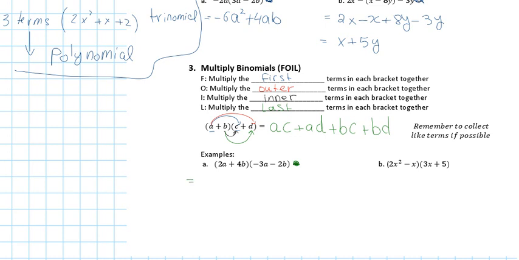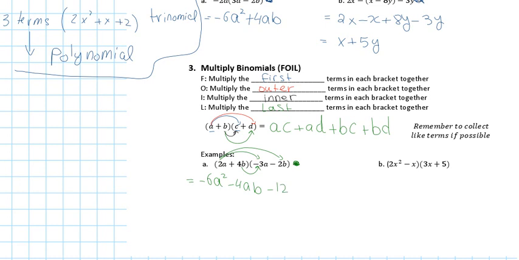So, what are my first terms? 2a times negative 3a, so that's negative 6a squared. My outer terms, so 2a times negative 2b. My inner terms, so 4b times negative 3a, so that's negative 12 BA or AB, doesn't matter.